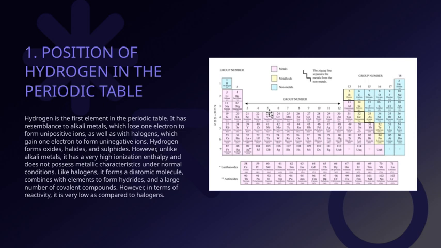So overall, hydrogen's position is quite unique because it shares properties with different groups, but it also has its own distinct behavior. This is what makes understanding its placement so important in grasping the bigger picture of the periodic table.